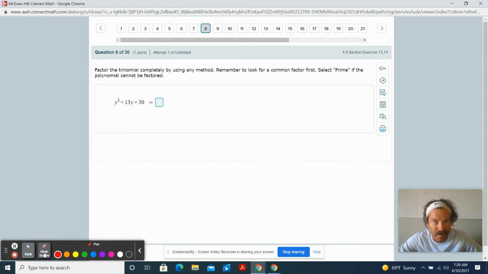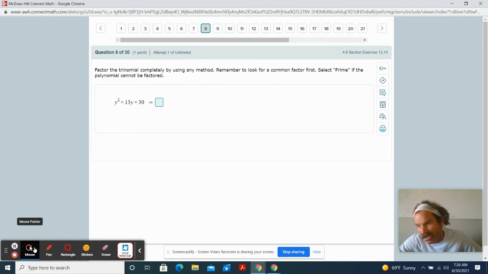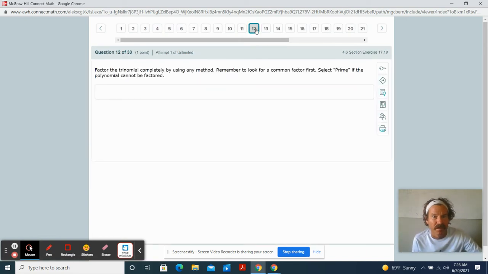Okay. All right, so the first eight problems look similar. What changes on number 12 is you see a number in front. That 5 is what I'm talking about. That changes. Okay, that's a game changer right there. Okay, we're not playing the same game anymore.